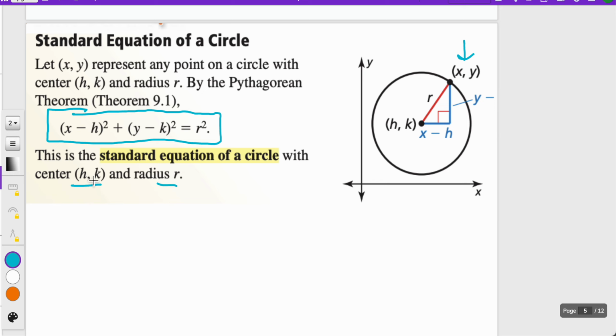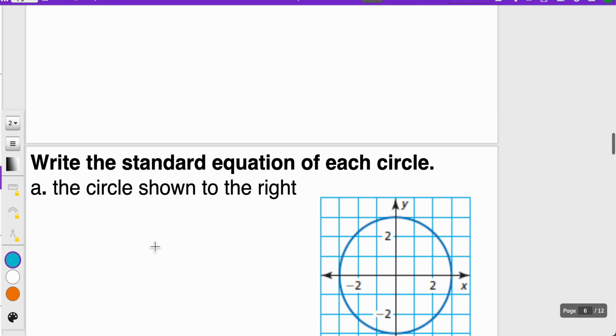Make sure we have these things written down before we go on. So if you need to, let's pause the video here, and when you're ready to go on, click play.